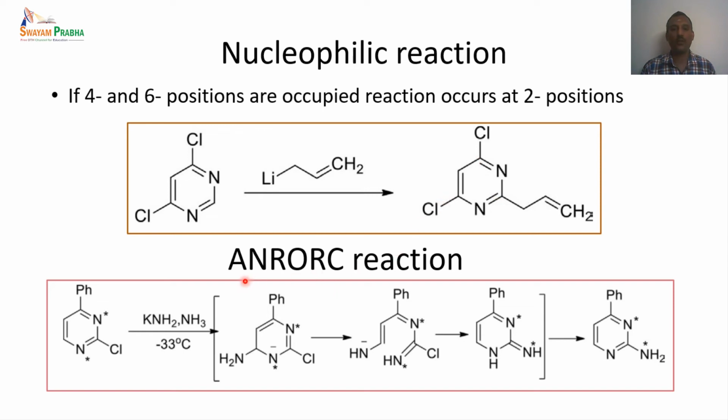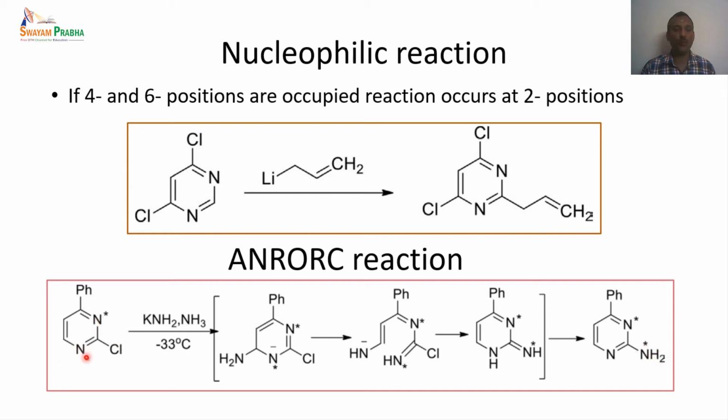Then we also have the ANRORC mechanism or the reaction, which we have seen earlier in the case of many pyridine derivatives and the quinoline and isoquinoline. The same reaction occurs here also. So when treated with KNH2, that is potassium amide, in the presence of liquid ammonia at a very low temperature, the ring opening takes place. Basically, the chlorine is substituted with the amine. So that is what is the actual reaction.